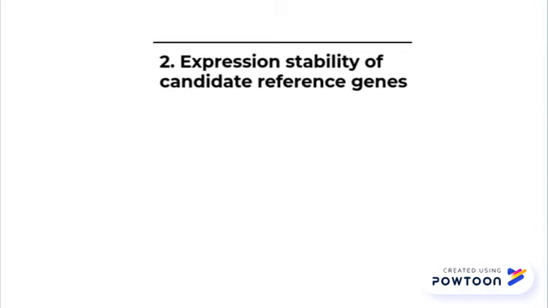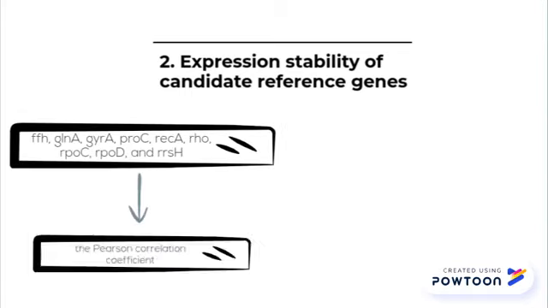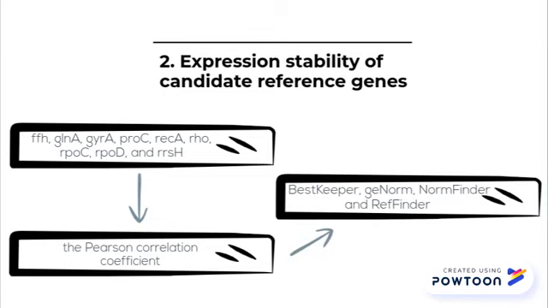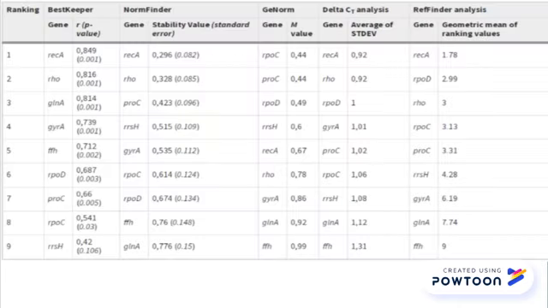The remaining 9 genes were submitted to the Pearson correlation coefficient calculation by BestKeeper and to GeNorm, NormFinder and RefFinder programs. This table summarizes the statistical calculation generated by the BestKeeper, GeNorm, NormFinder, DeltaCT, and RefFinder programs and shows the ranking order of the genes with the most stable expression across all different conditions tested.